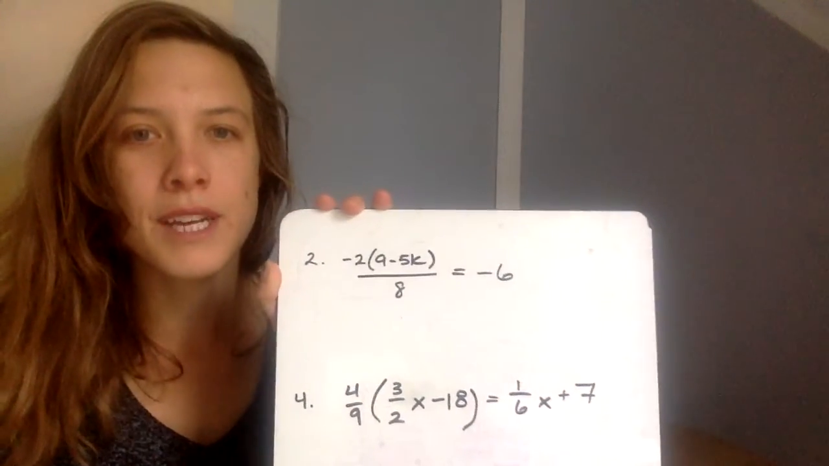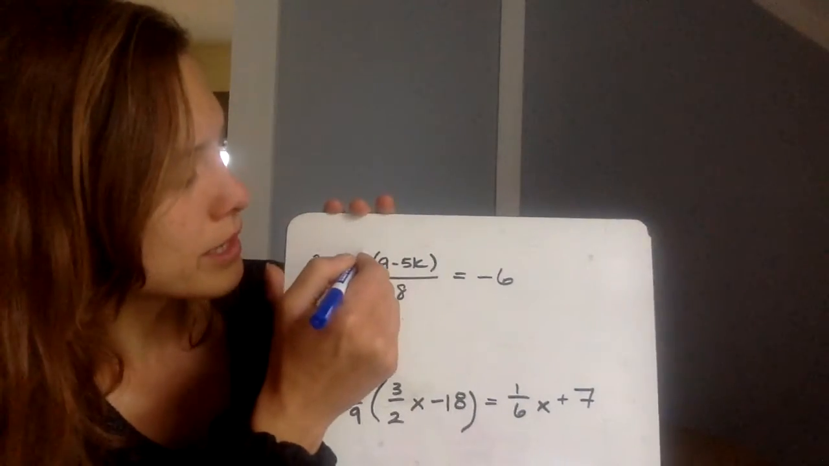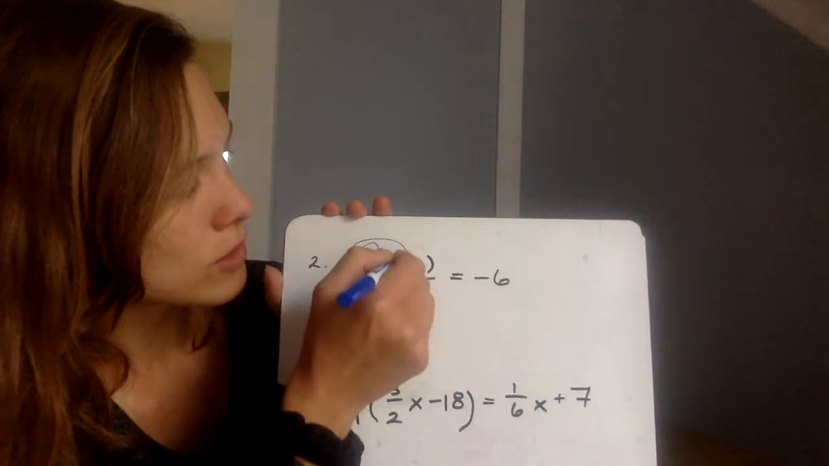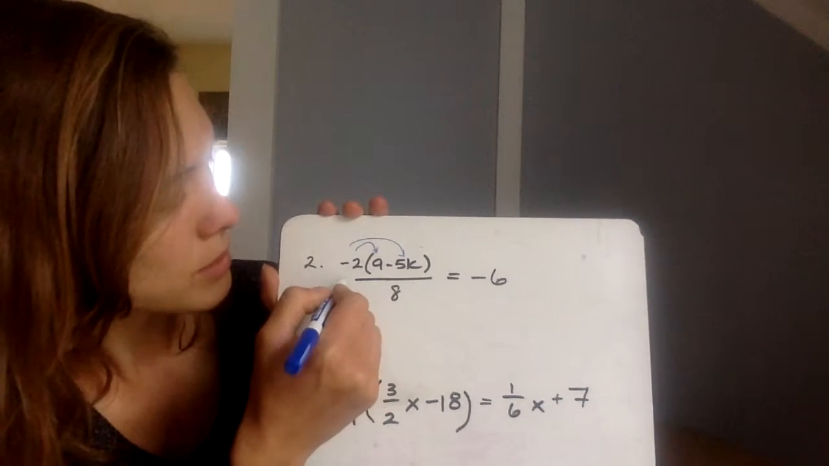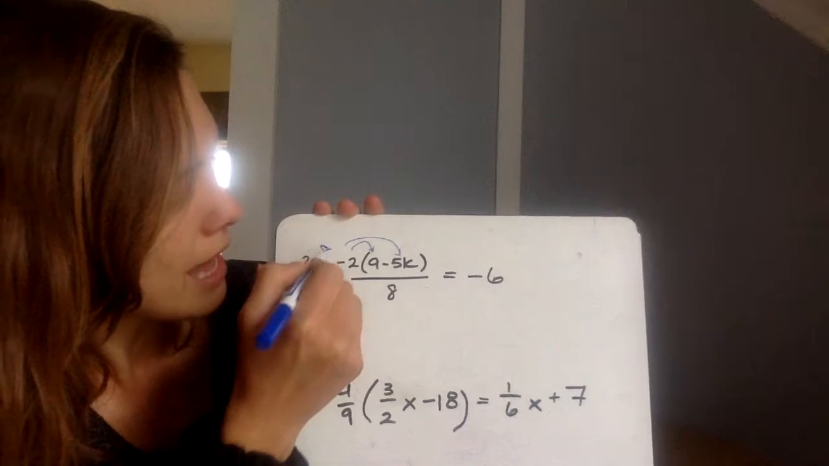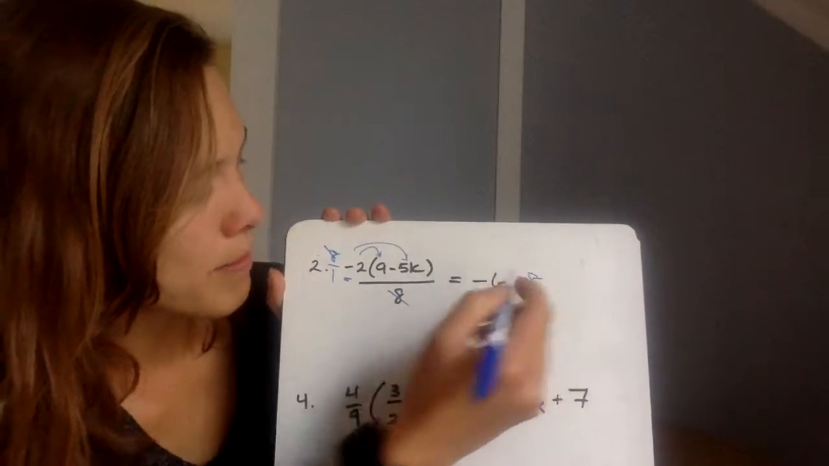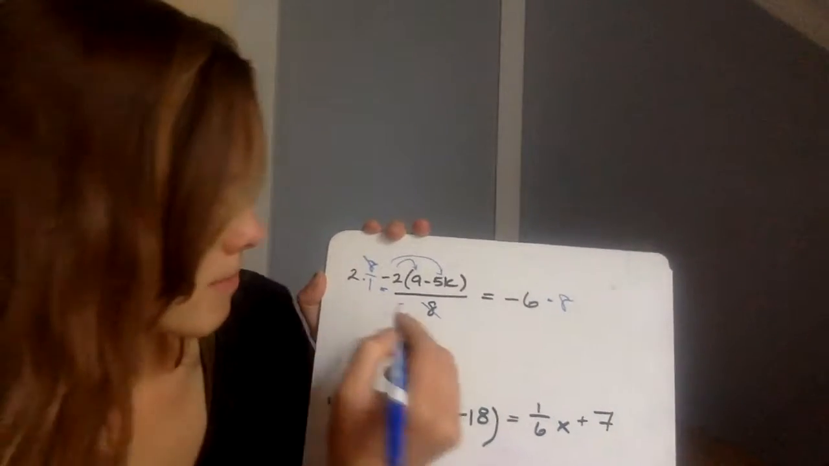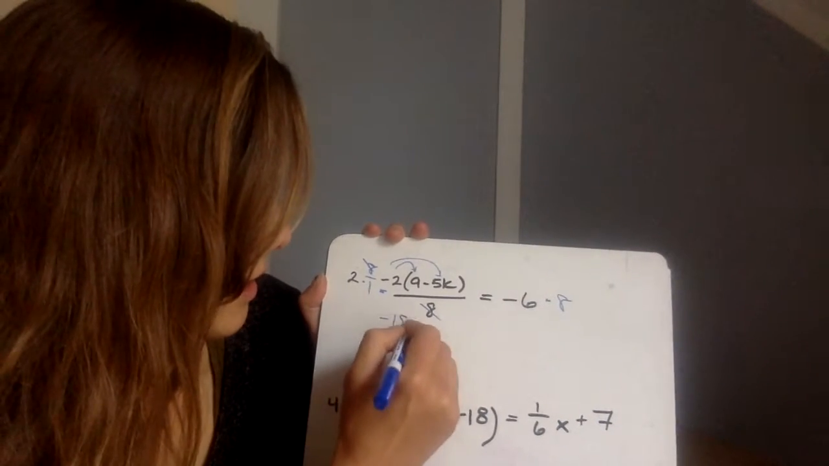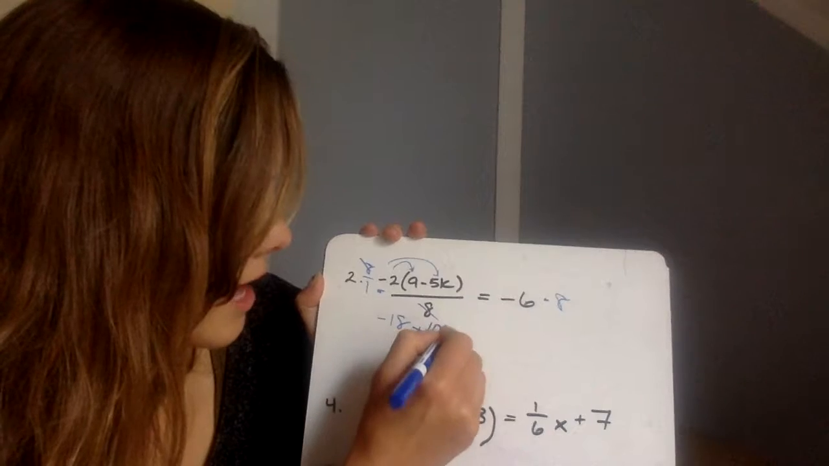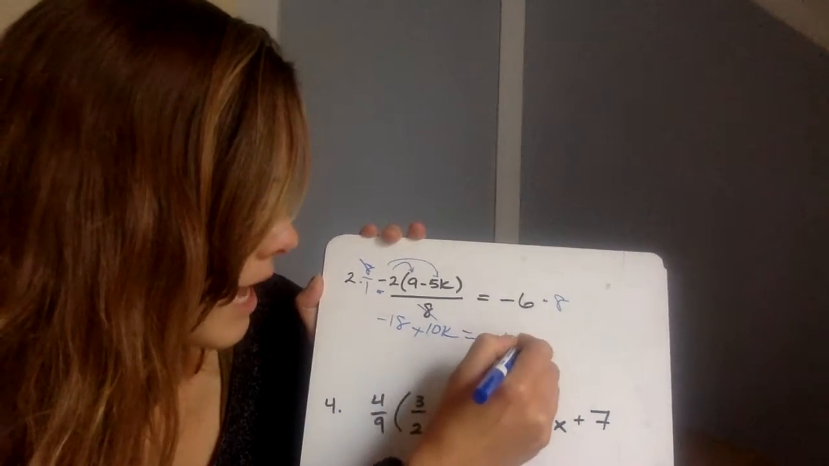So in 2, fairly straightforward. We're going to distribute this -2 to both terms, and we're going to multiply both sides by 8 over 1. So we can cancel the 8 from that side, multiply by 8 over here. This will become -18 plus 10k equals -48.